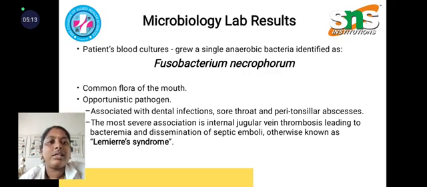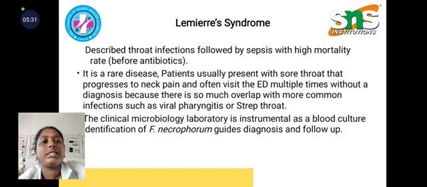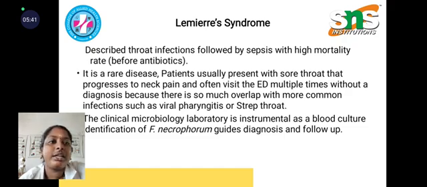This bacterium is associated with dental infections, sore throat, and peritonsillar abscesses. The most severe association is leading to bacteremia and the dissemination of septic emboli. This causes Lemierre syndrome. Lemierre syndrome describes a throat infection followed by sepsis. Sepsis is a life-threatening condition that often leads to death of the patients, and it is a rare disease.